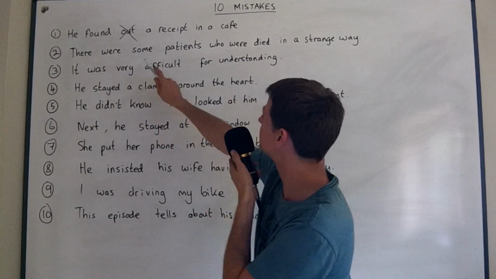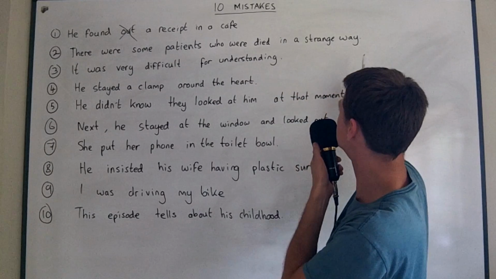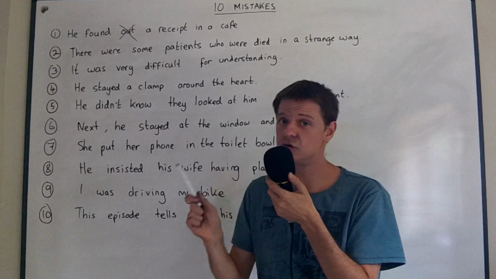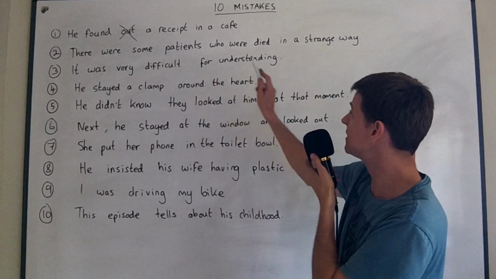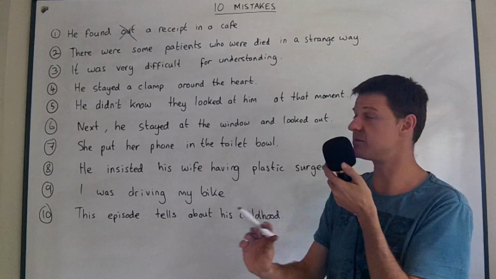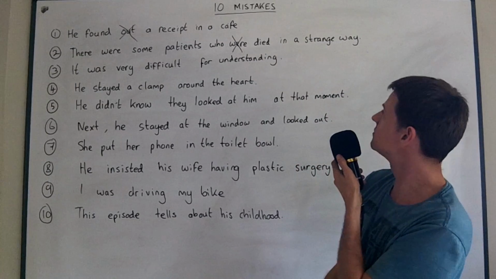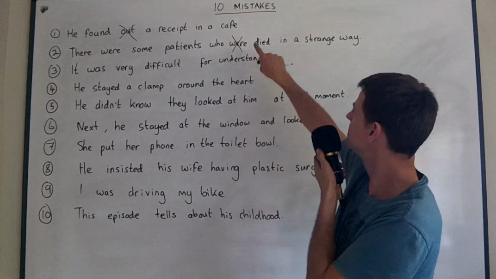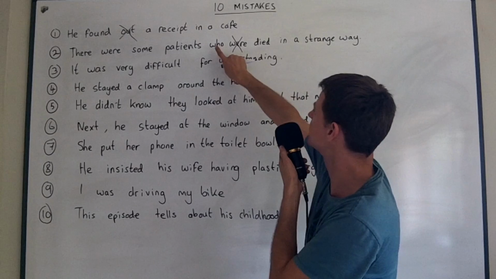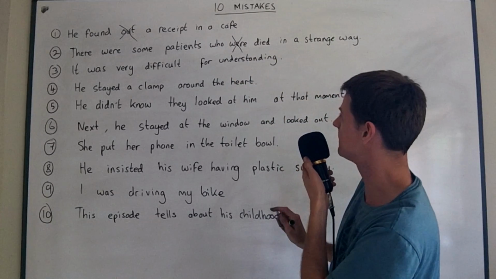Okay, number 2: there were some patients who were died in a strange way. Again, too many words. In this sentence, there's an extra word which you don't need, and I hope you can all see it's this one. There were some patients who died in a strange way. This doesn't need to be passive, it's active. Who died in a strange way?